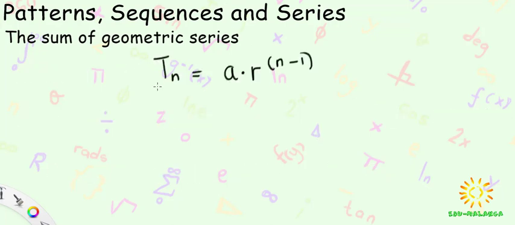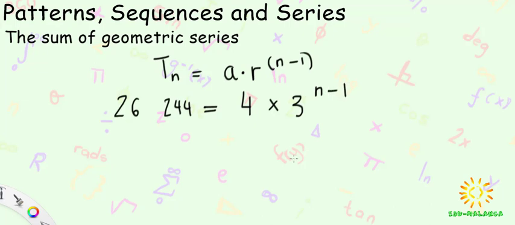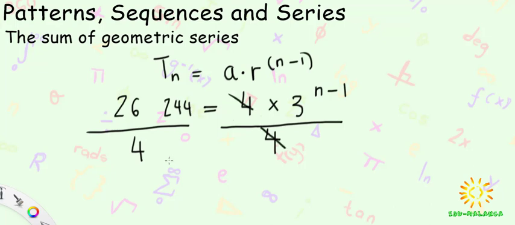26,244. So we can substitute everything into that equation, then solve for n. Let's get started. So Tn is equal to 26,244 is equal to 4, which was our a, times 3, which was our r, to the power of n minus 1. We'll first divide by 4 on both sides of the equation. The 4's will cancel out on this side, and on this side 26,244 divided by 4 is 6,561, which is equal to 3 to the power of n minus 1.